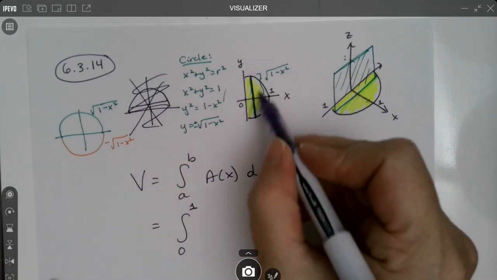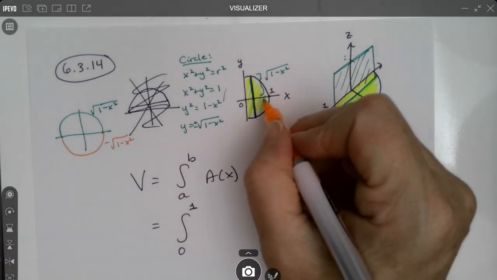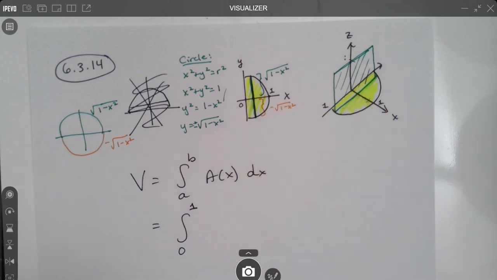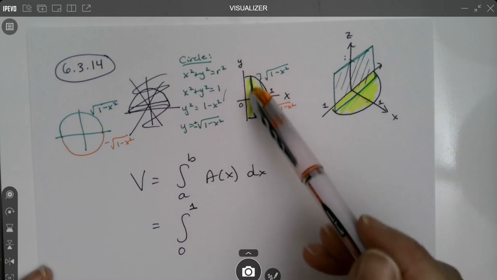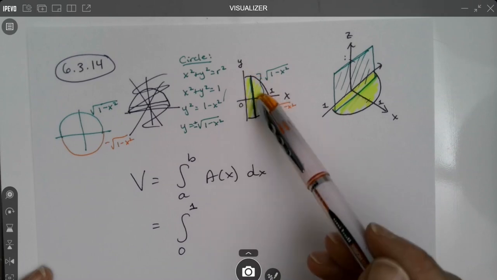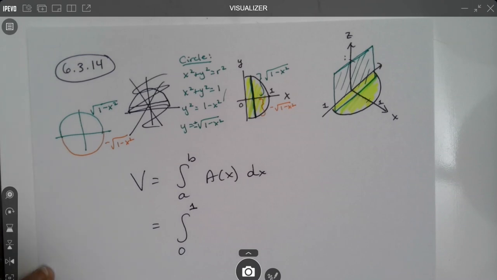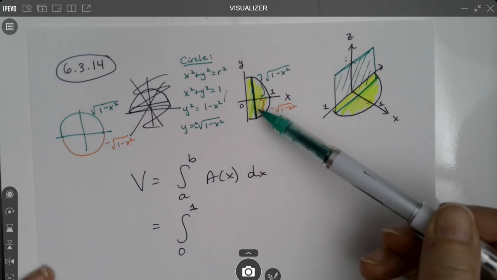So I know that this top piece is the square root of 1 minus x squared. And then furthermore, I know the bottom piece is the negative square root of 1 minus x squared. Okay, well then what's the distance put together, right? It's this function plus itself, right? This function, if you will, minus a negative. Because this piece up here is the same as this piece down here in terms of length.